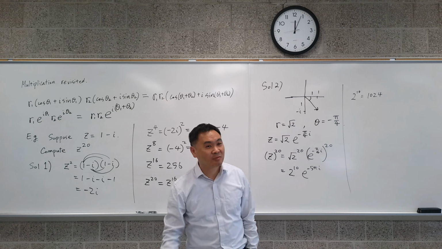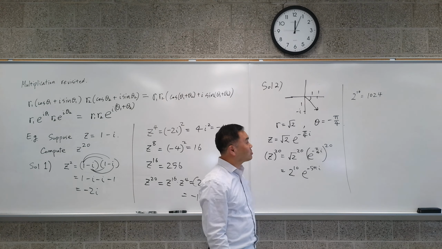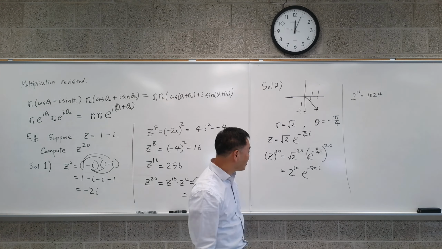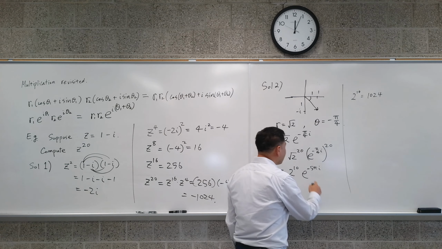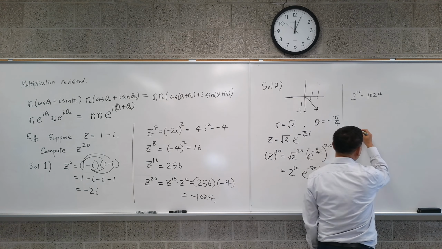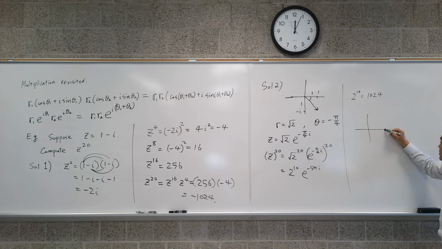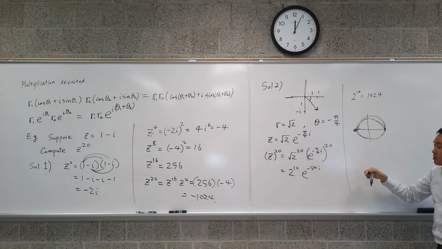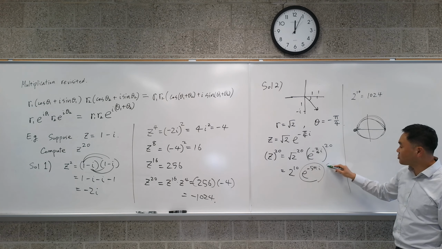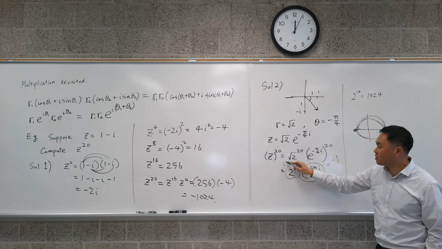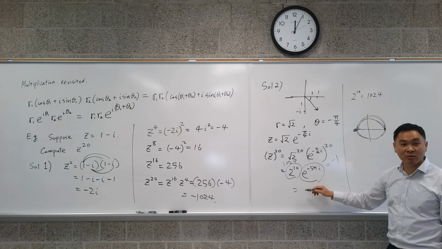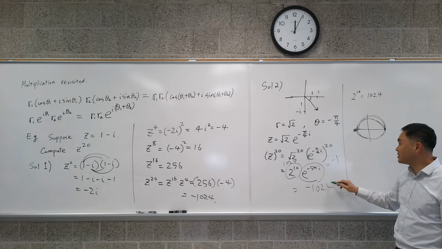You can just multiply 2 times 2 times 2 by itself, and you can get that. And then what is e to the negative 5 pi i? Well, pi is a half circle, right? So you go 1, 2, 3, 4, 5. Where are you? Negative 1. So this is going to be equal to negative 1, and this is going to be 1024. Therefore, the answer is negative 1024.